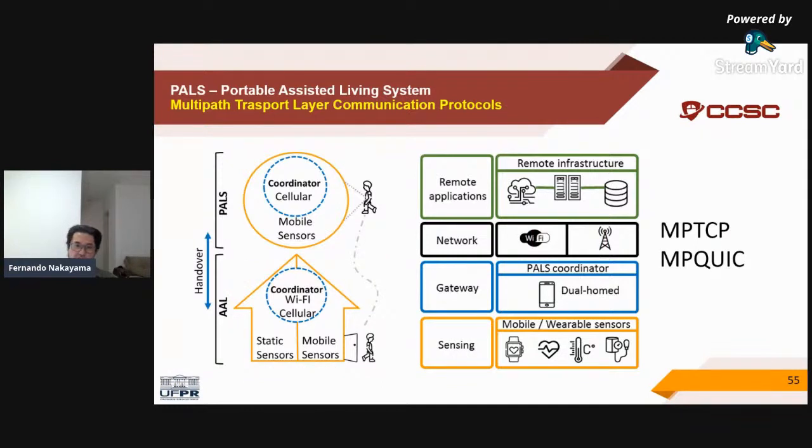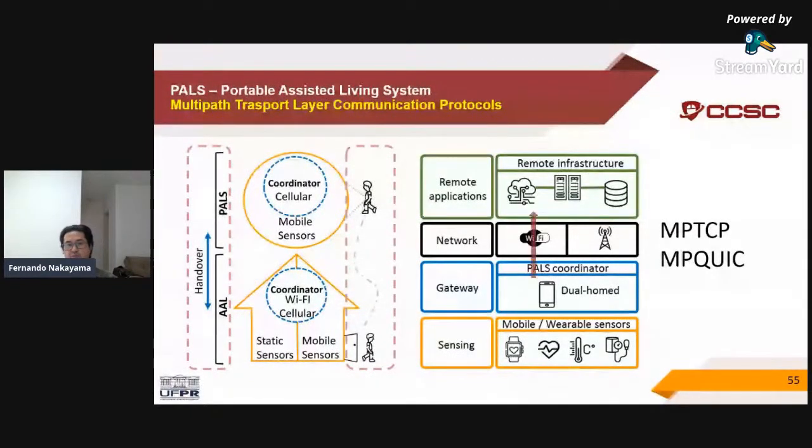The second situation happens when the user moves away from the Wi-Fi access point, and how the multipath protocols behave with the handover between the communication technologies.